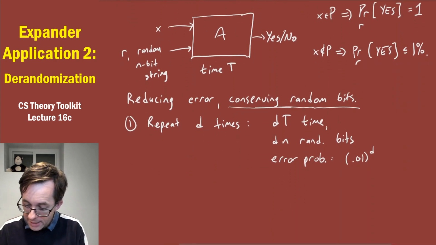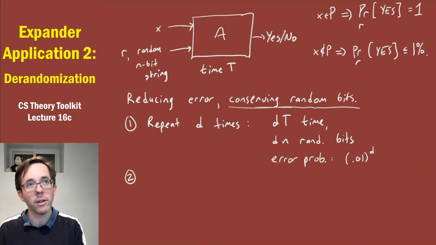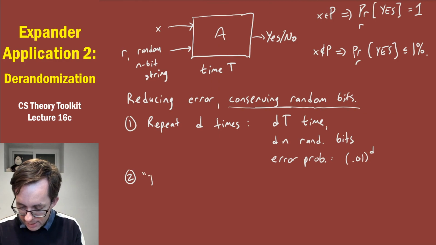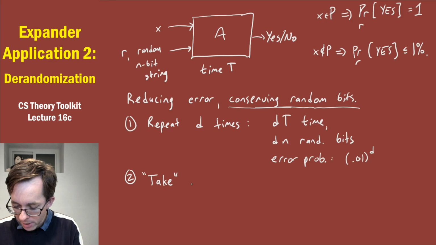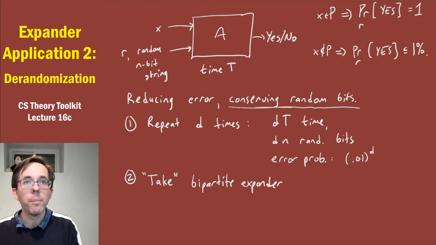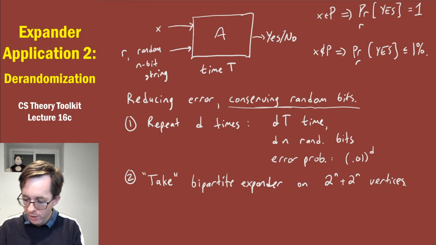So here's the second strategy that uses fully explicit expander graphs. What we're going to do is take one of these bipartite expanders of the type we've been talking about, but on 2^n plus 2^n vertices. I'll explain what I mean by that just now.